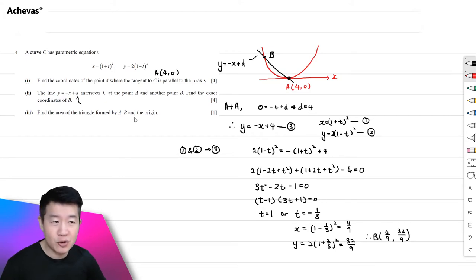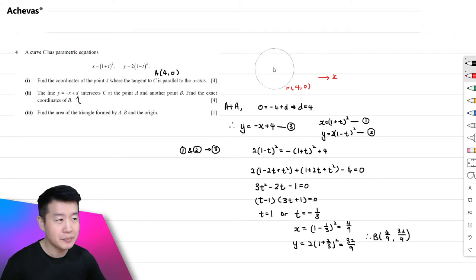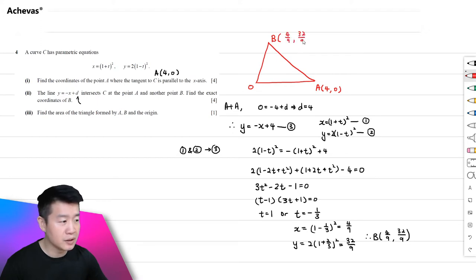And the last part, part 3, is very, very simple. We are supposed to find the area that is formed by the triangle where the vertices are A, B, and the origin. It will be something that is like this. The origin. Point A will be on the x-axis, so 4, 0. And point B, we have just found, it is 4 over 9 and 32 over 9.